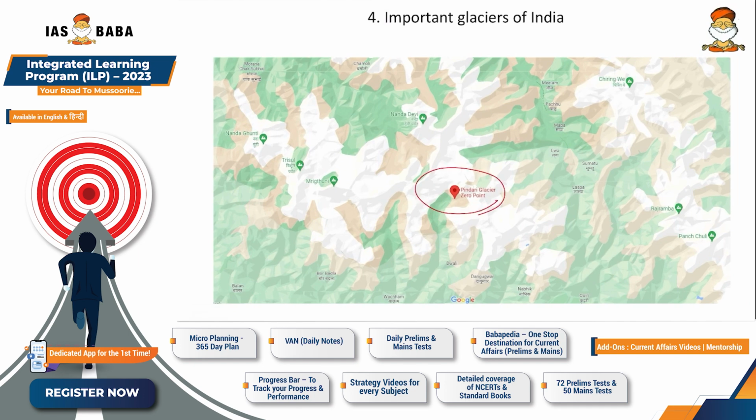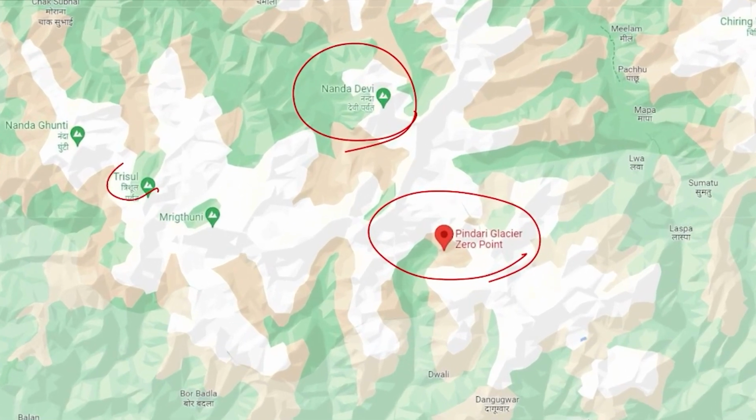Say for example, here we have the Pindari Glacier, and this Pindari Glacier is very near to Nanda Devi, and then we have the Trishul, and then Nanda Gunti and others. And you can locate Chamoli district here, Dwali, and any other important place, so that you can get some map work correct in the prelims.